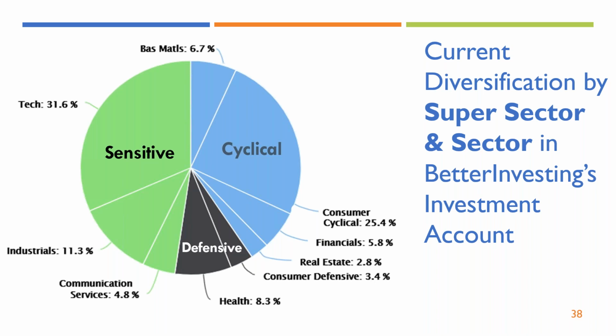So you can see a high exposure to technology stocks on the sensitive side, and to the consumer cyclical sector on the cyclical side. But all in all, well within the strategies that the organization has talked about, that I've talked about today. So I think those are some real world examples of utilizing these principles.